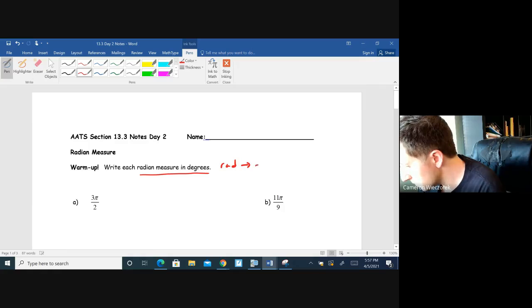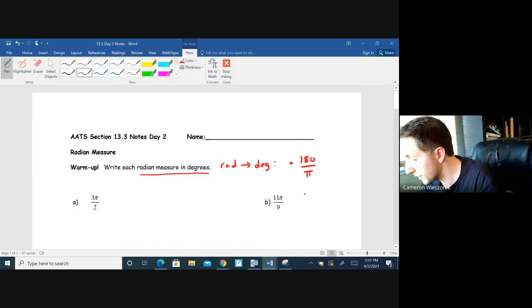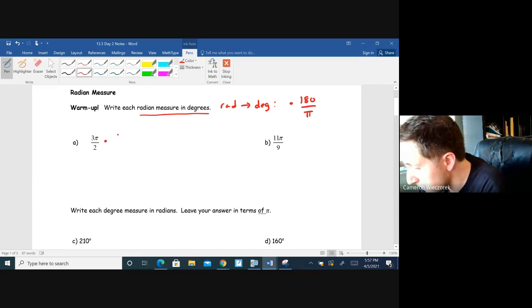Radians to degrees, reminder, you multiply by 180 over pi, because that's what makes those pi's disappear. You have one on top, one on the bottom, they're going to cancel out. So in the first one, if I want to convert 3 pi over 2 back to degrees, I'm going to multiply by 180 over pi. This pi on top, this pi on the bottom cancel each other out. Pi divided by pi is 1.